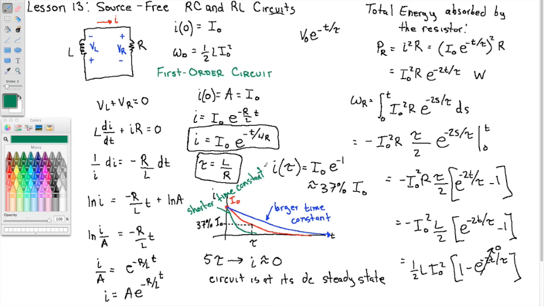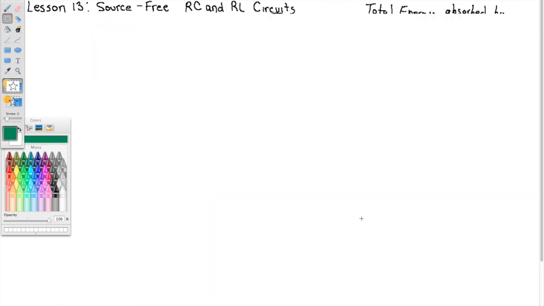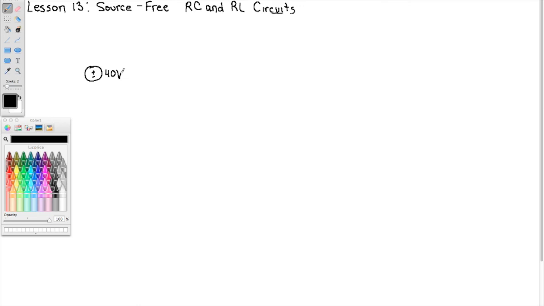Okay, so let's look at an example. Suppose we have a 40-volt source, and that's connected to a 2-ohm resistor, and there's a switch here that is opened at time t equals 0, our reference point in time.